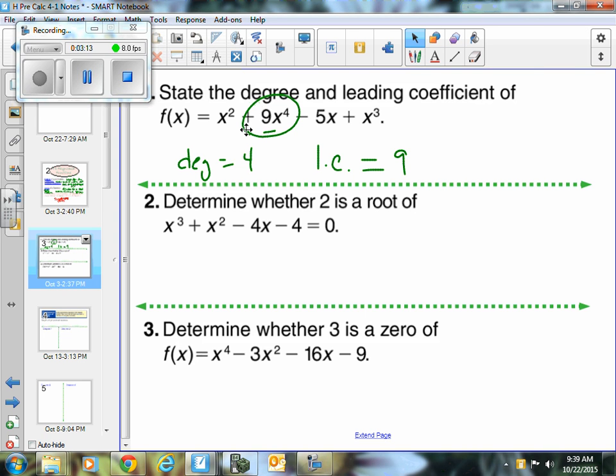So I know what the end behavior looks like. Degree 4, it's going to be doing something like this at the ends, and the leading coefficient being a 9 means it's stretched. So just understanding those terms.